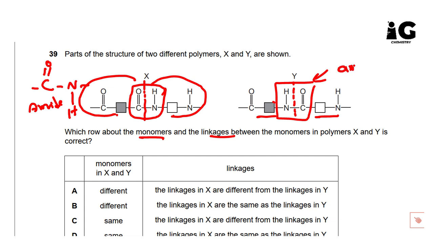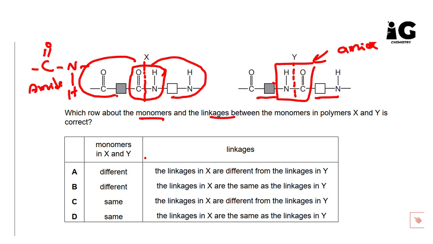So we need to check for the monomer, they are different. So A or B, and for the link, that the link in X is different from the link in Y, it's not correct because both of them are amide links. So we have the same. So we need to choose letter B as correct. Okay, guys?